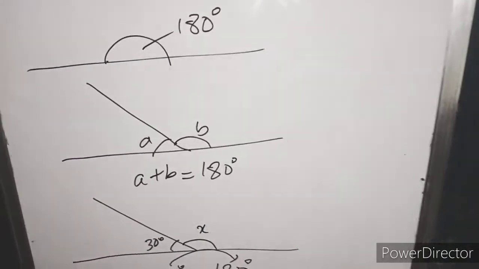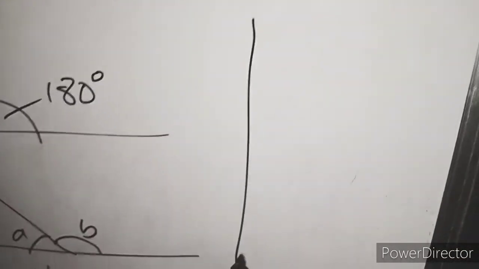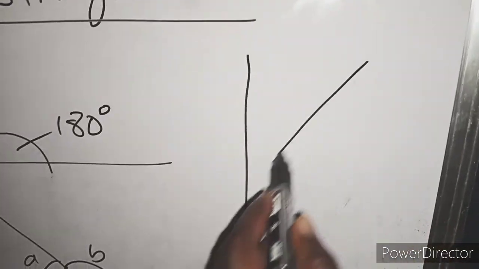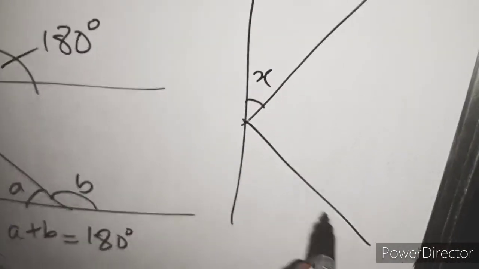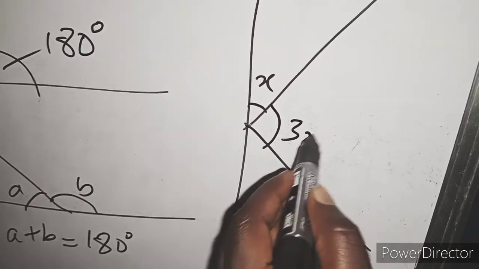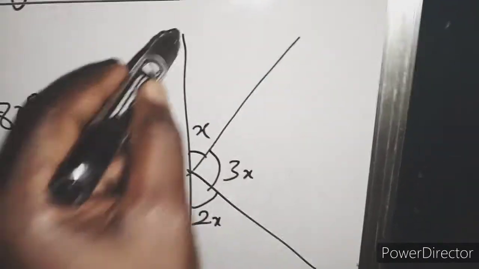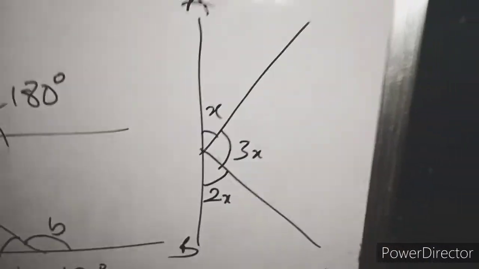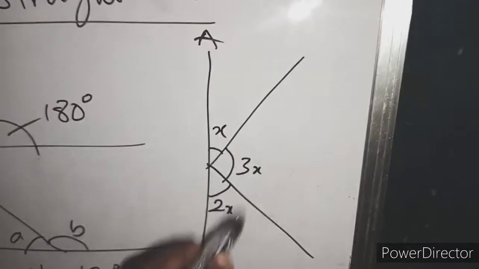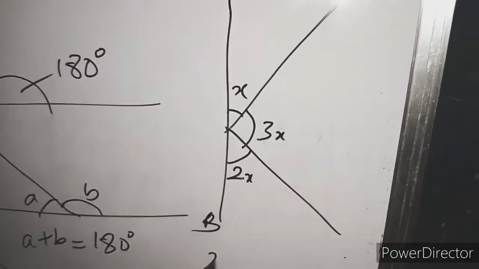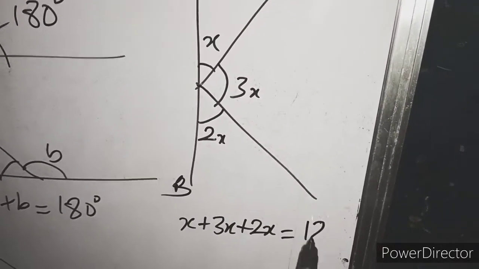At times, you can have three angles or more on a straight line. For example, this is a straight line. I have an angle here, x, and I have another straight line here. So I'm having another angle here, which is 3x, and here I have 2x. Now if you look at this straight line AB, I'm having three angles, which are x, 3x, and 2x. And since the three of them are on a straight line, the sum, x plus 3x plus 2x, equals 180 degrees.